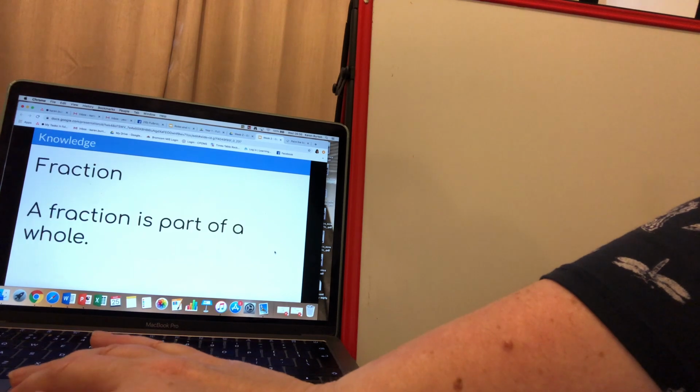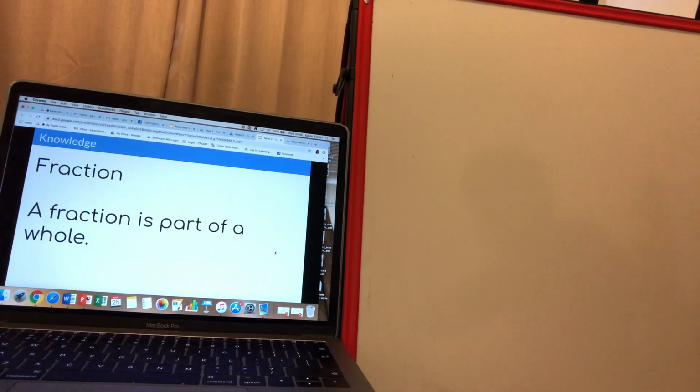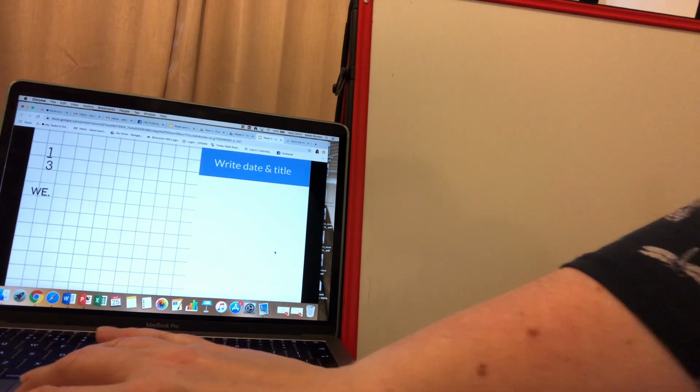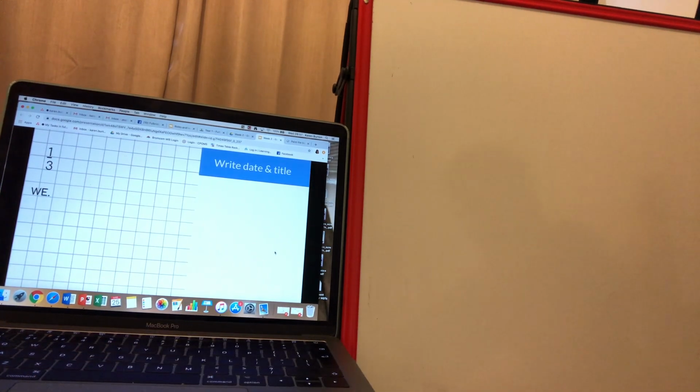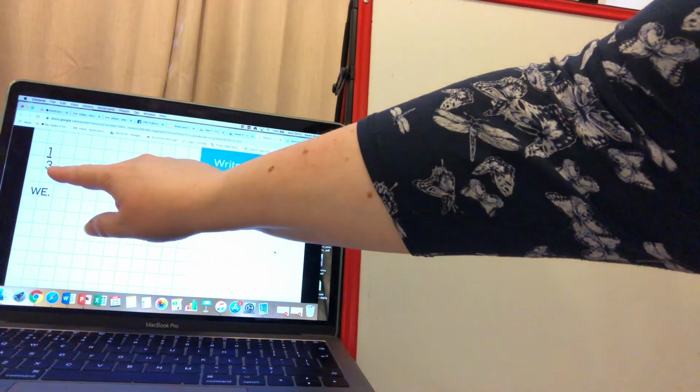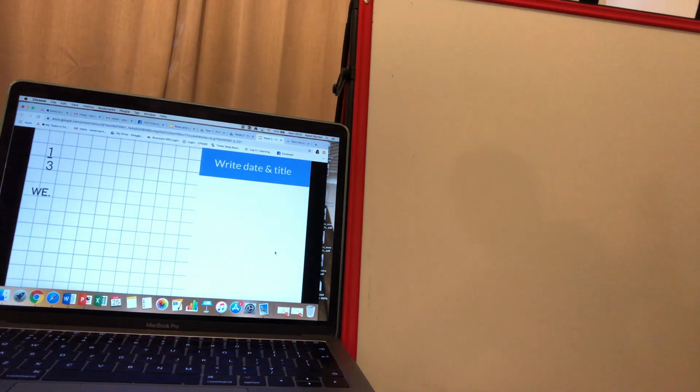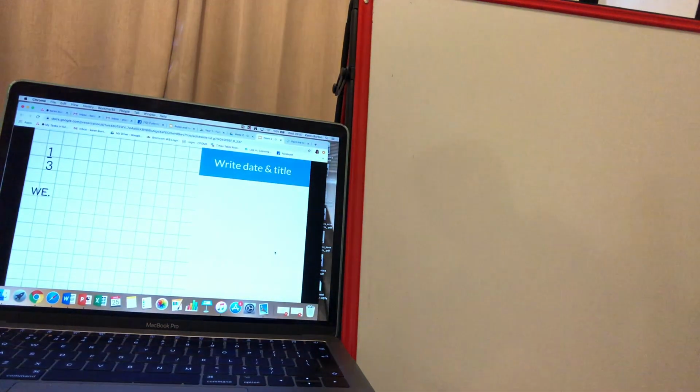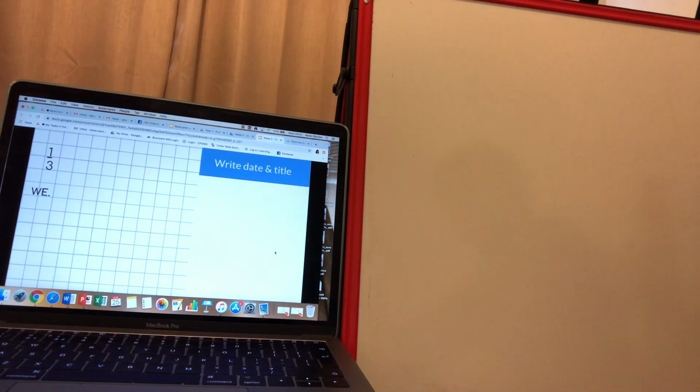Okay, let's move on to our skills. Fractions we're going to do today. So a fraction is part of a whole. We say, a fraction is part of a whole. You say. Okay, so the fraction we're going to be looking at today is 1/3. So that's what you need to write in your book for your title. 1/3 and your worked example, WE.